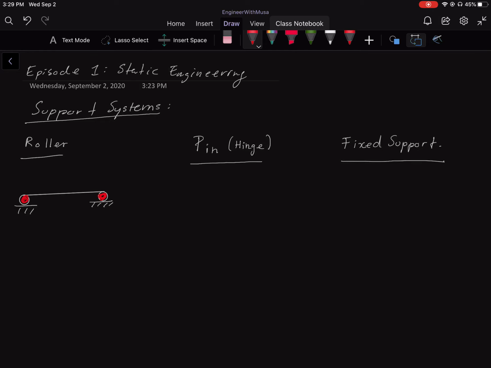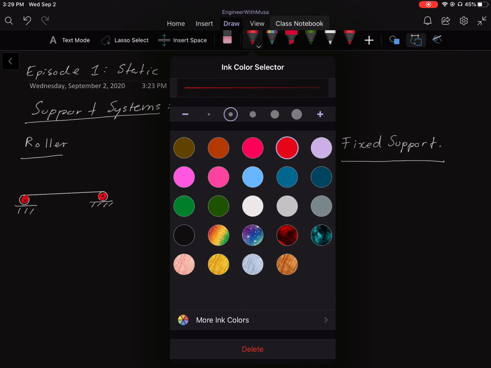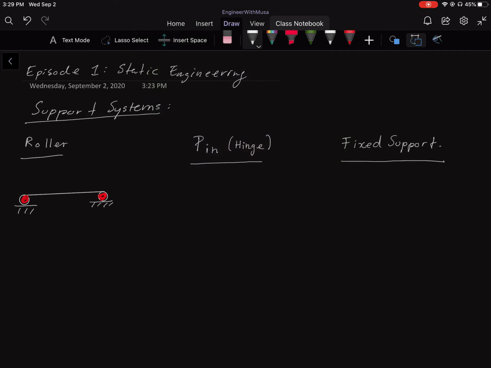Okay, and then now if we were to move to the hinges. So these hinges, usually when they're drawn in engineering, look like triangles. So you have the hinge, and then you have another hinge, again, attached to the ground. Okay, and then here you have a fixed support. So a fixed support is essentially a beam that is attached to a wall. So this is the wall. And then you have your beam right here. And then you have another wall over here.